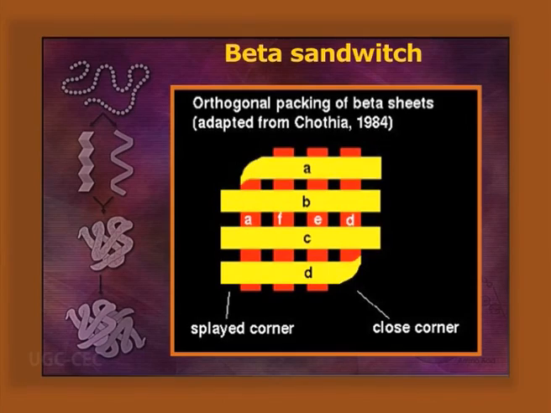You can follow the flattened beta sandwich-like structure. Here the first strand is not yet hydrogen bonded with the 4th or last strand. You can follow the splayed corner as well as the closed corner in the beta sandwich.